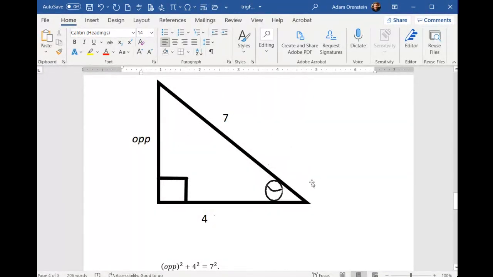I drew the one above it as best I could, using Microsoft Paint, I think. So here, this is theta. Cosine of this theta is adjacent 4 over the hypotenuse 7.